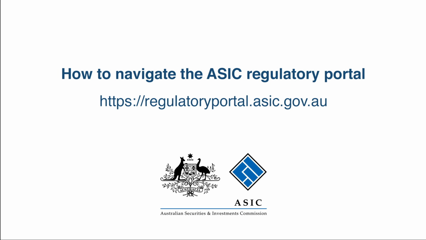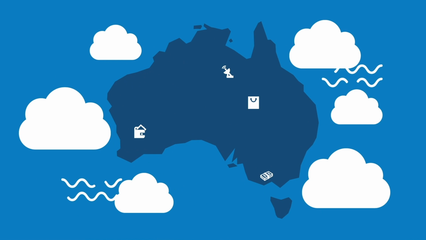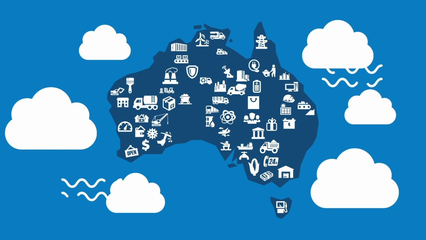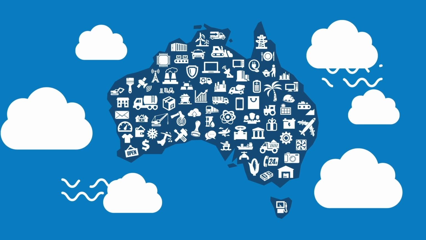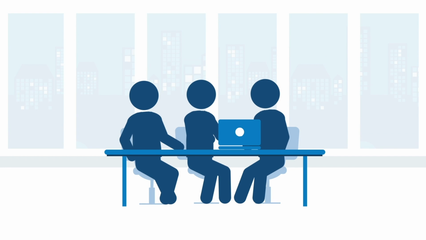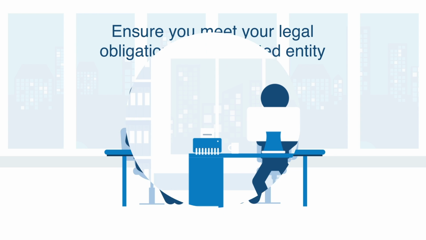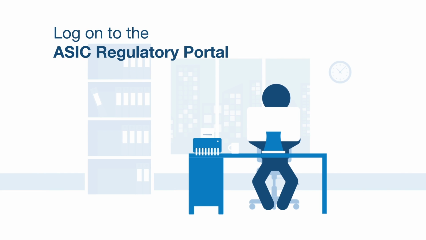The government has introduced new laws that change the way ASIC is funded. Under the new arrangements, regulated entities will receive an invoice for ASIC's regulatory services delivered in the prior financial year. To ensure you meet your legal obligation as a regulated entity, you need to log on to the new ASIC Regulatory Portal and submit some information to us before 27 September.